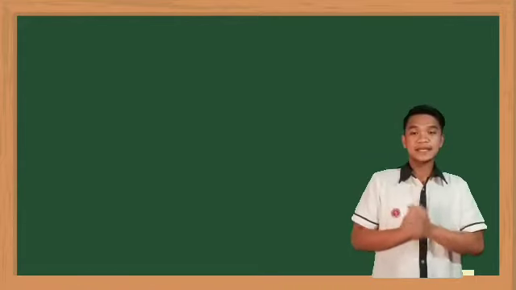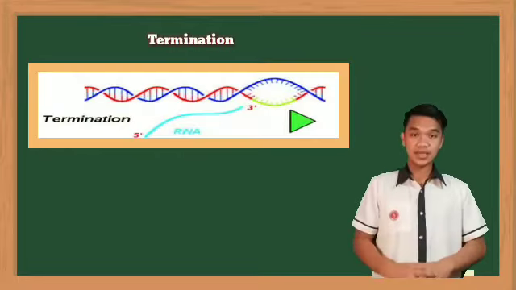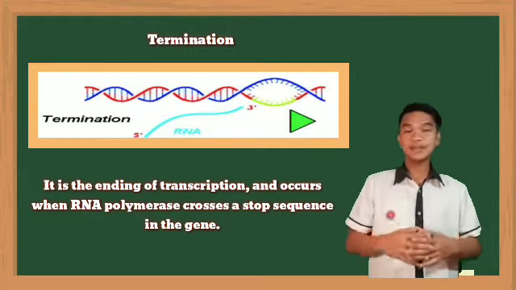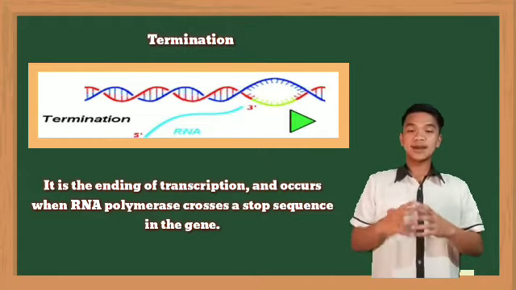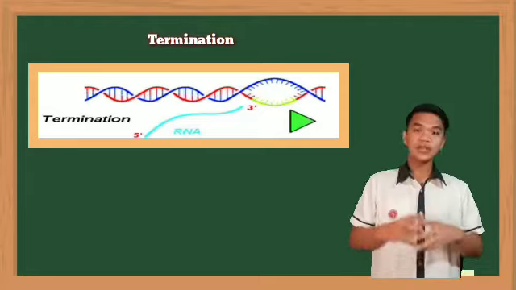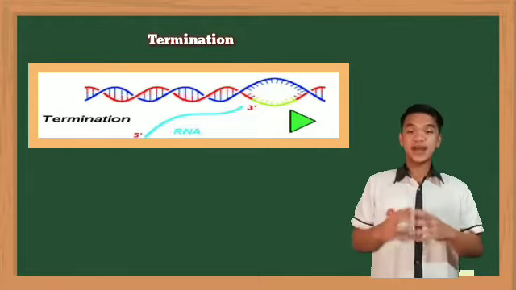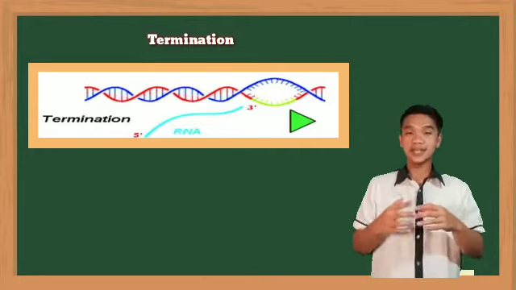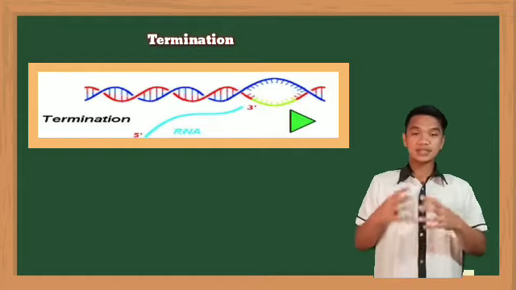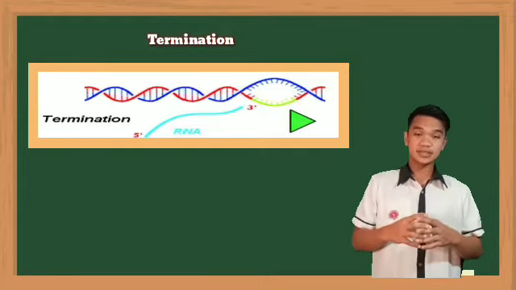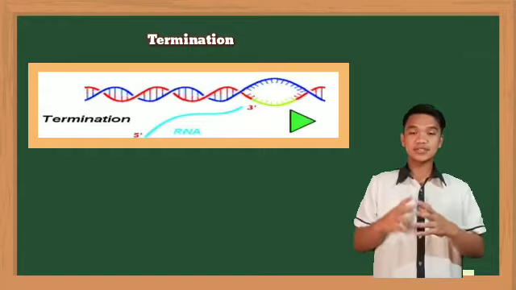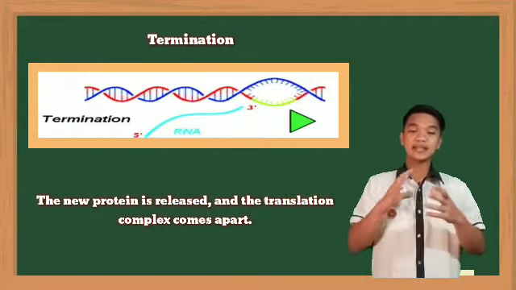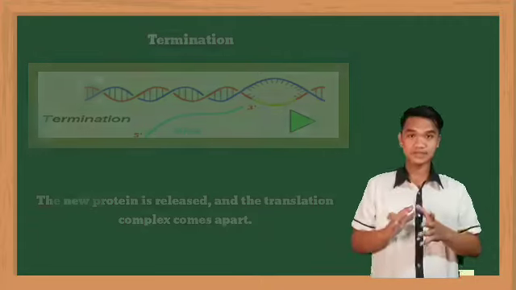The last one is the termination. It is the ending process of transcription and occurs when RNA polymerase crosses a stop sequence in a gene. When the mRNA strand is complete, it will detach from DNA. Since there are no tRNA molecules that can recognize these codons, the ribosomes recognize the translation is complete. The new protein is released and the translation complex comes apart.